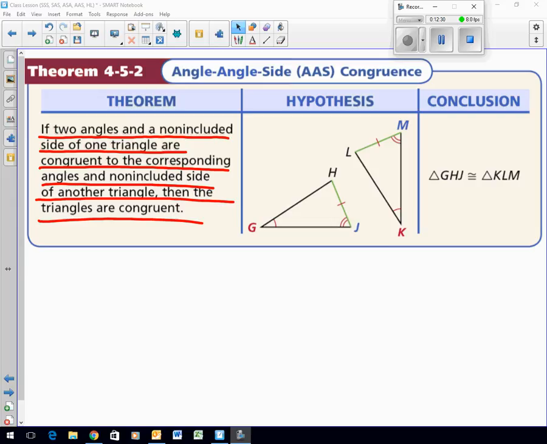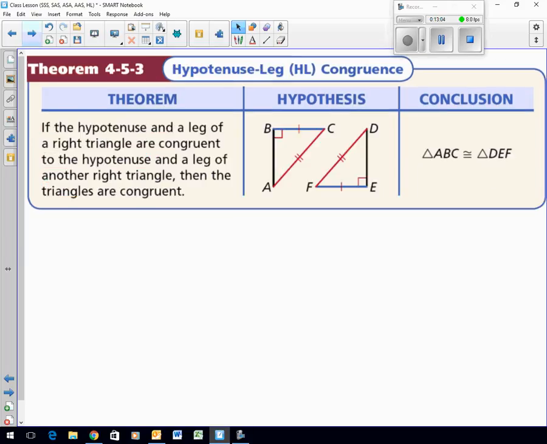So far, let's do a quick review here. Three sides of the triangle, three sides of the triangle, two different triangles. Side, side, side gives me congruence. Side, included angle, side, in both triangles gives me congruence. Angle, included side, angle in both triangles gives me congruence. Angle, angle, side in both triangles gives me congruence.